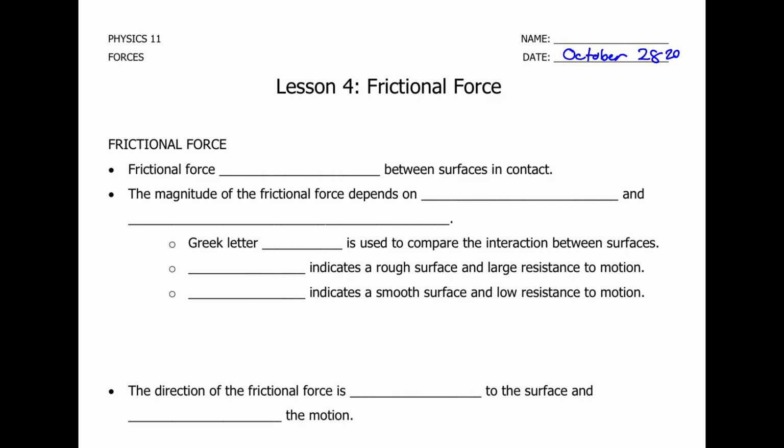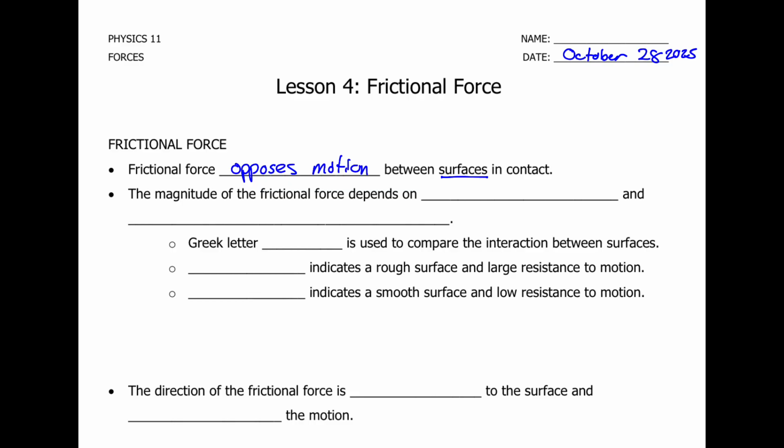28, 2025. Friction force. Friction force, above all else, opposes motion. It always is going to be for us between two surfaces in contact. We know air resistance is a real thing, but we will not worry about that. It'll always be two surfaces, something coming into it.